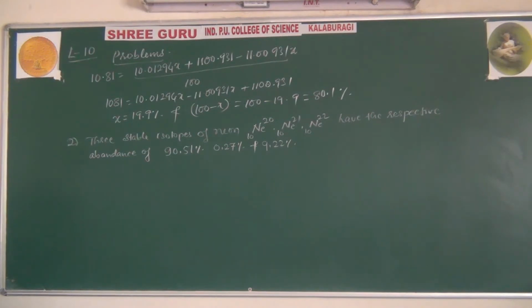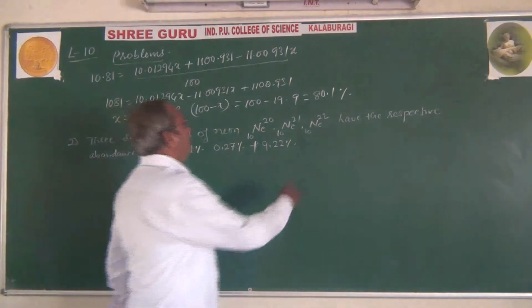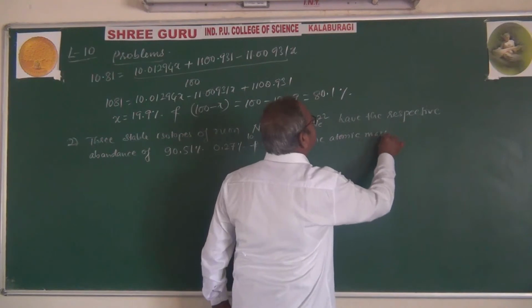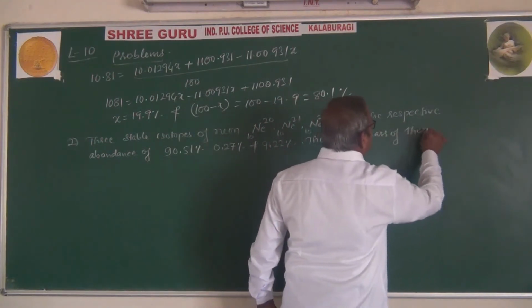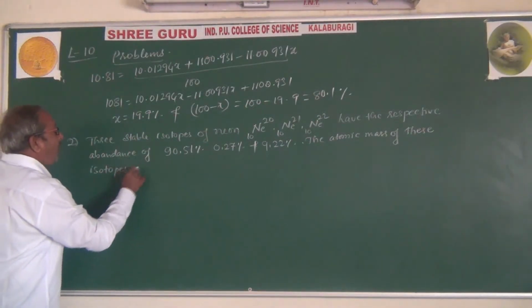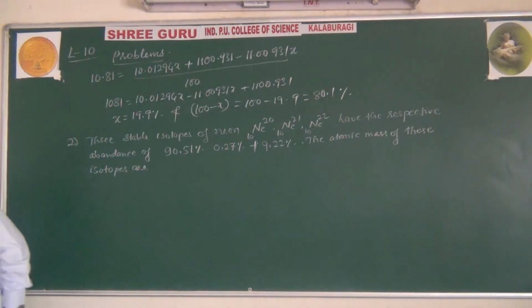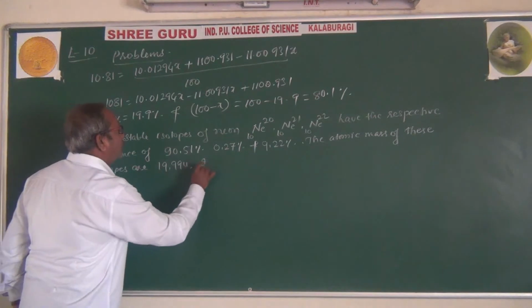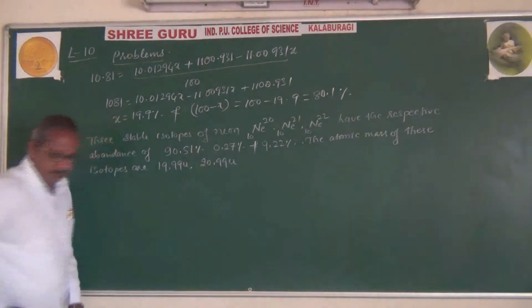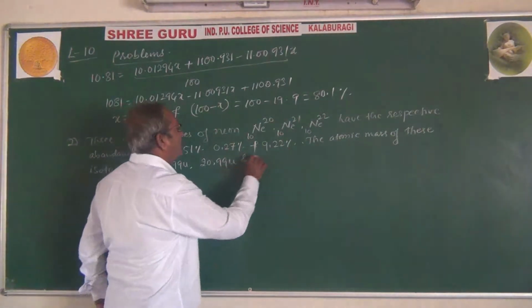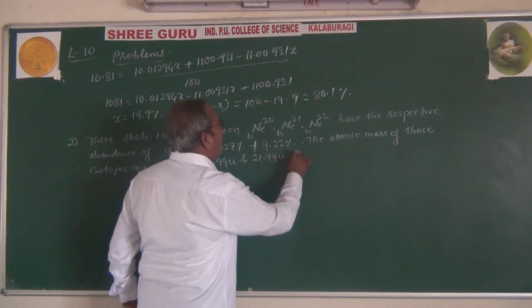The atomic masses of these isotopes are 19.99 U, 20.99 U, and 21.99 U, respectively.